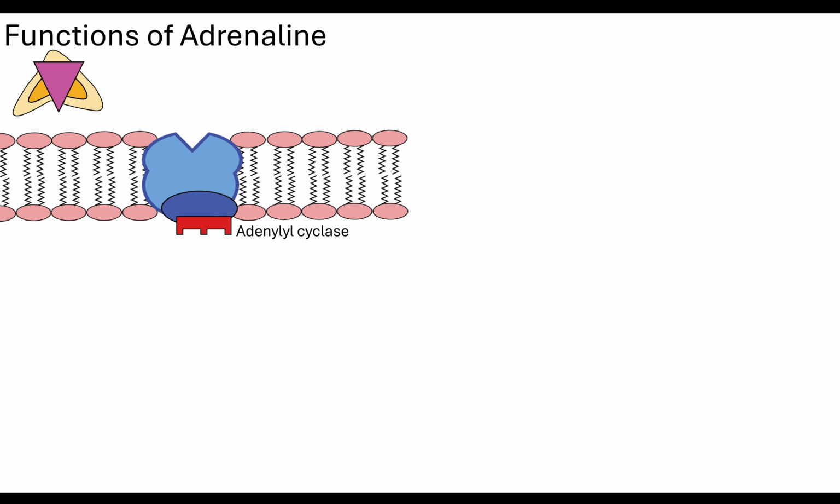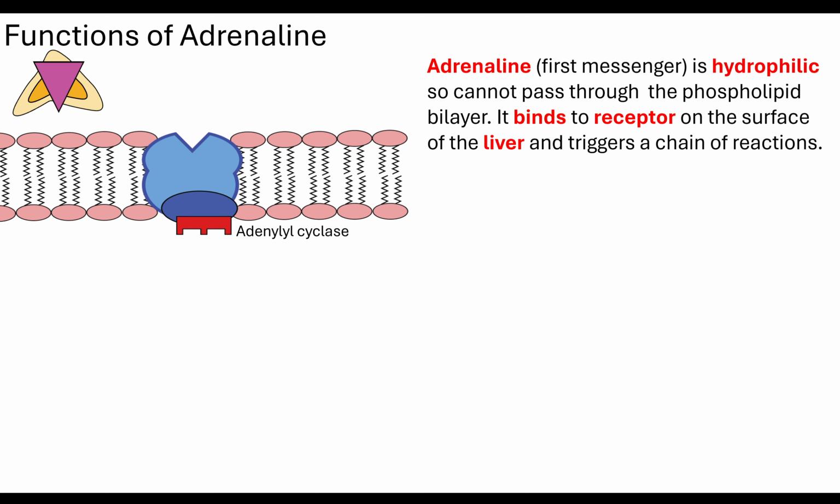So let's look at what actually happens then when adrenaline is released from the adrenal gland. Remember the medulla of the adrenal gland. It is going to be transported in the bloodstream until it gets to its target tissue and target cell. Now, adrenaline is the first messenger. It's hydrophilic, so it cannot pass through the phospholipid bilayer. So what needs to happen is that it needs to bind to receptors on the surface of the liver, and it will trigger a chain of reactions.